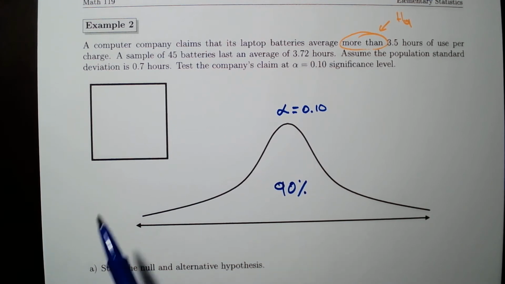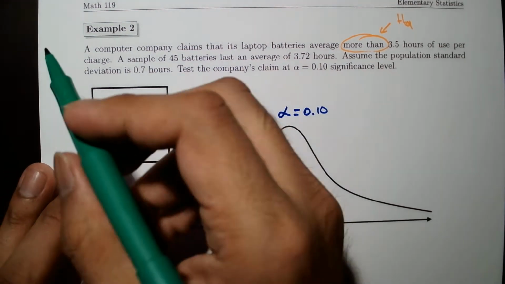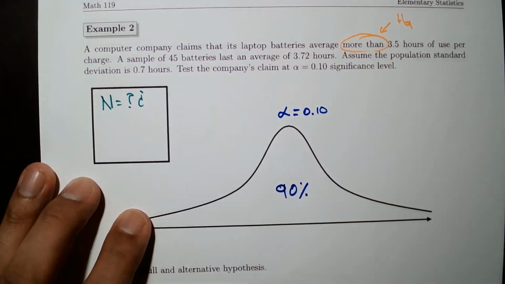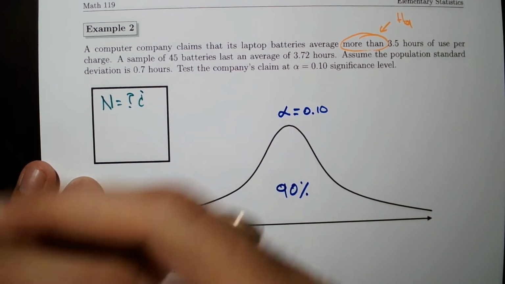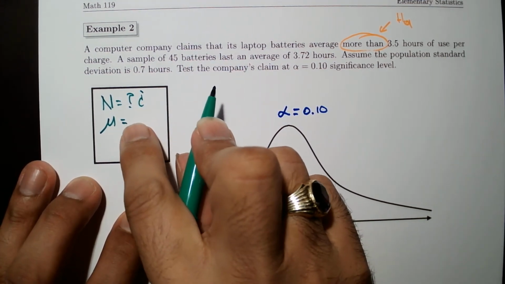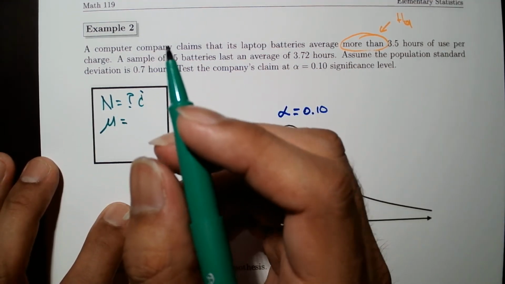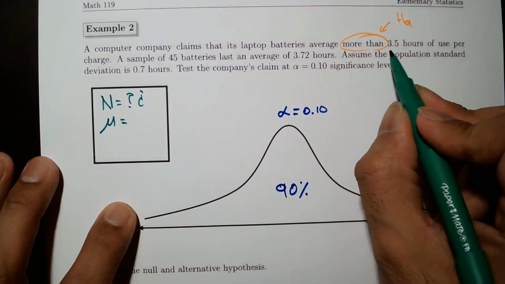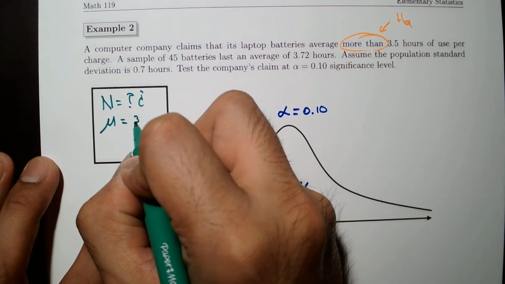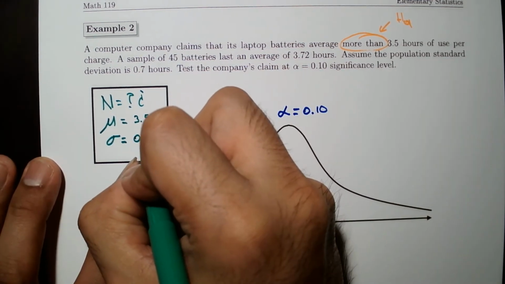All right, so now let's see what we are going to do. Population size, big N, we don't know and we don't care. The mean hours per charge is 3.5, and the standard deviation is 0.7.